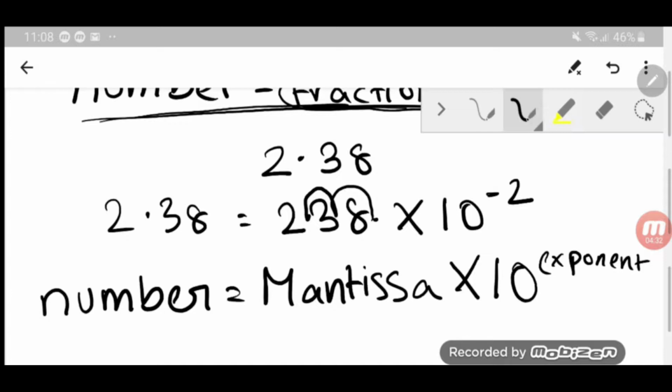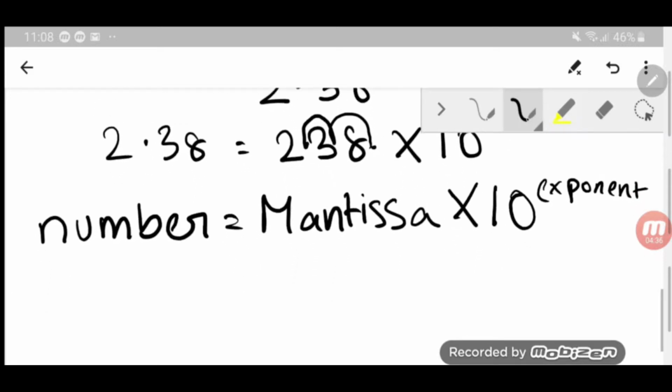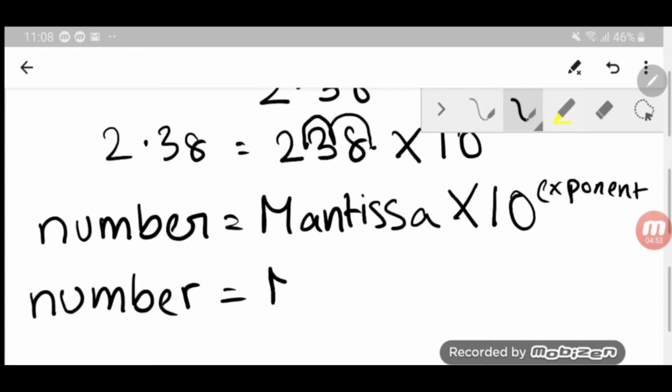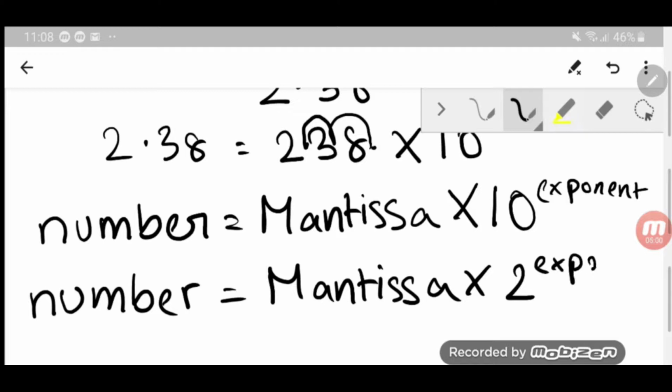So we must remember that denary is a base 10 number system, and binary is a base 2 number system. So respectively, let's replace 10 with 2. So the result is mantissa multiplied by 2 to the power exponent. So this is basically what mantissa means. Basically, mantissa is the whole number by which you multiply a power of 2 to make it a fraction.